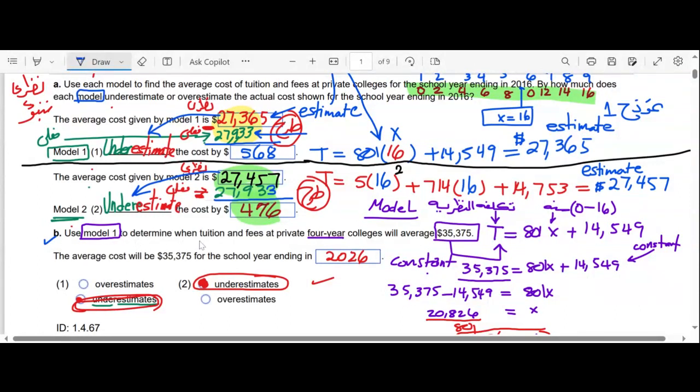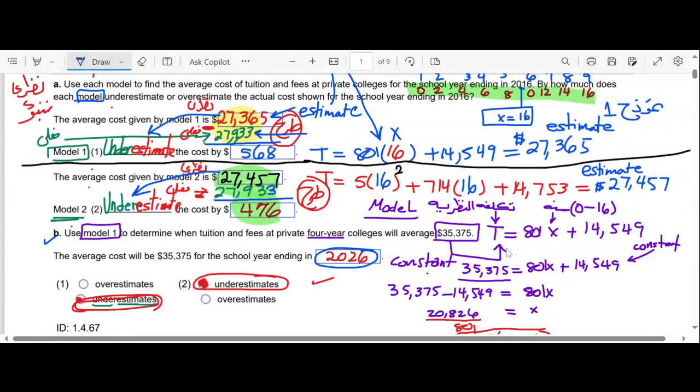Use model 1 to determine when tuition and fees at the private 4-year colleges will average 35,375. Okay. The average cost will be 35,375 for the school year ending. Now he wants to know what school year ending it will be.